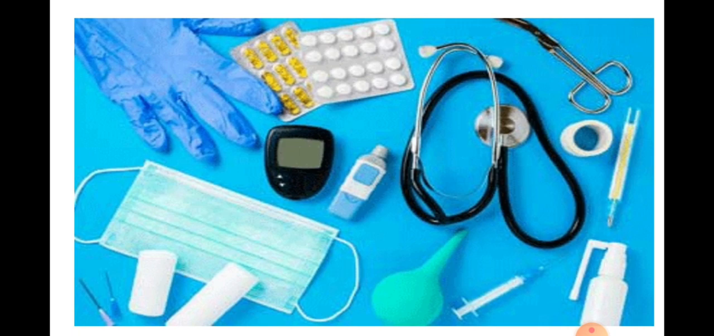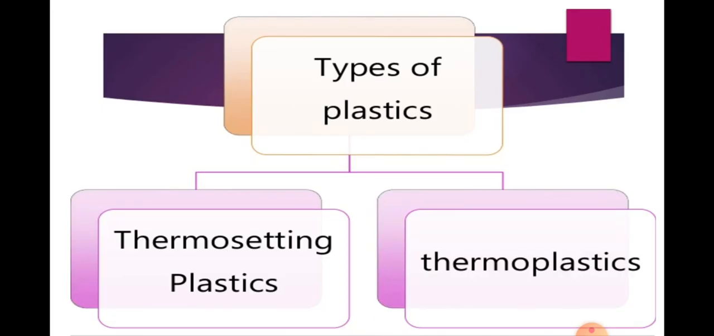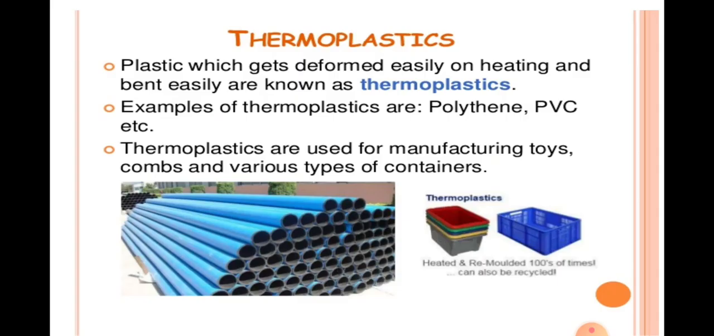We are going to now broadly divide the plastics into two major parts, which are thermoplastics and thermosetting plastics. Now, one by one, we will read in detail about the thermoplastics and thermosetting plastics. First, start with thermoplastic. Thermoplastic is a plastic which can be softened repeatedly by heating and can be molded into different shapes again and again.